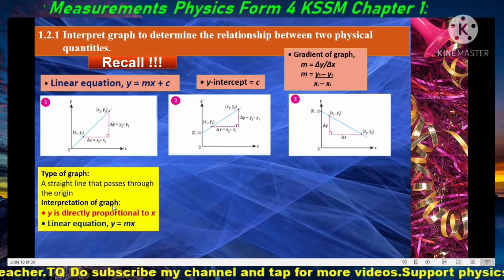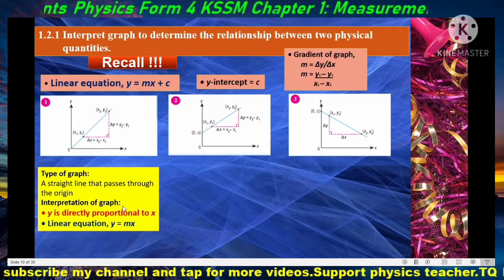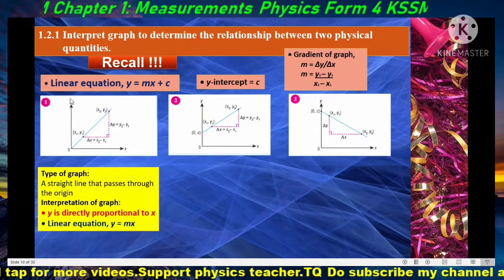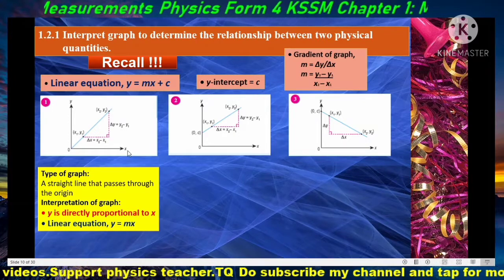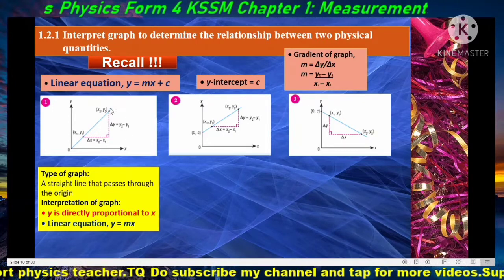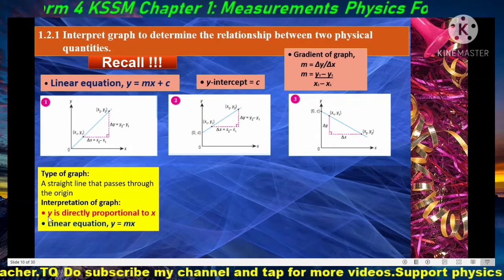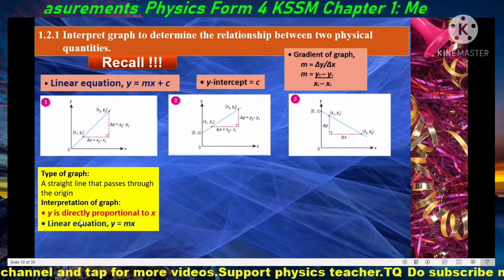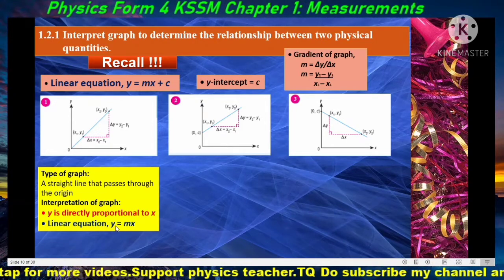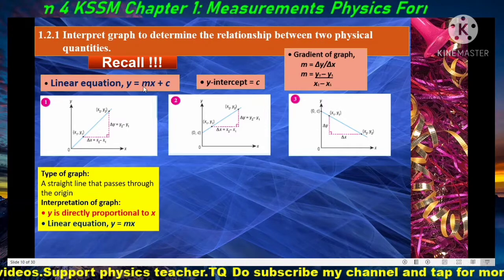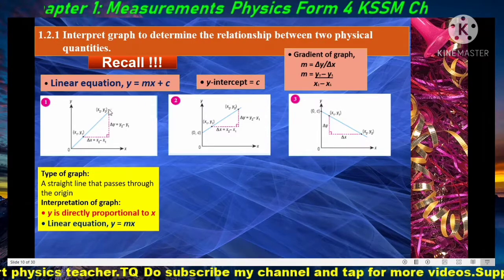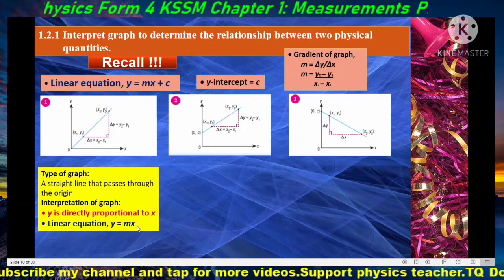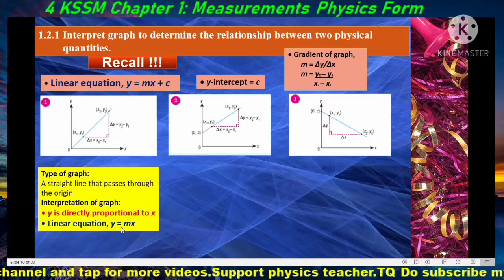The interpretation of the graph means you state the relationship between y and x. In physics, y is responding variable and x is manipulated variable. So for this graph, we can state the relationship as y is directly proportional to x. Based on the linear equation y equals mx plus c, because the line of the graph passed through origin, the value of c equals 0. Thus we get y equals mx.